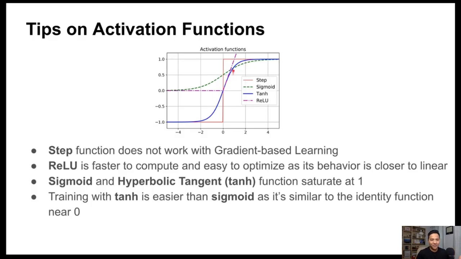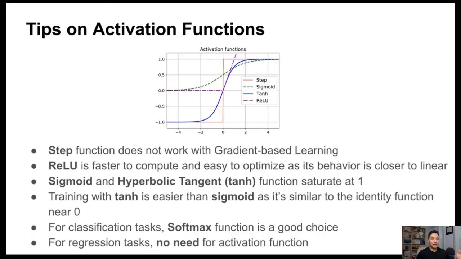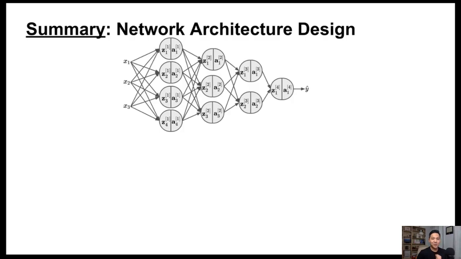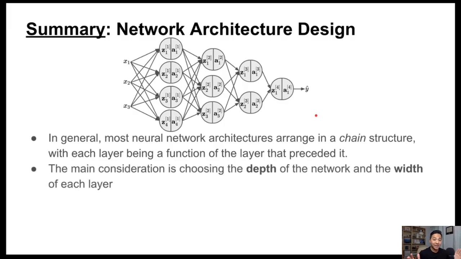And finally, for classification tasks, use softmax. For regression tasks, you don't need to use an activation function. All right, so in summary, the network architecture design. In general, most neural networks will be arranged in a chain structure that we saw earlier with the linear algebra equation, with each layer being a function of the layer that preceded it. The main consideration in designing this network is choosing the depth of the network. How many layers do you need? And the width of each layer. How many nodes in each layer?